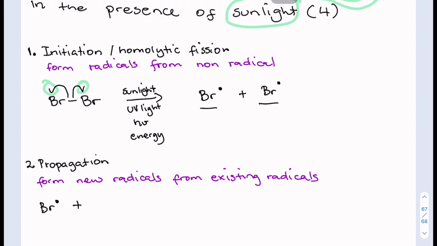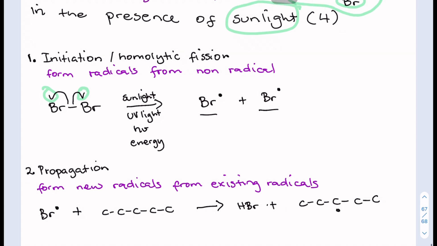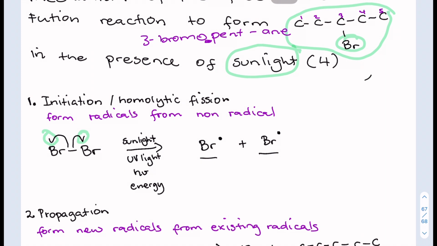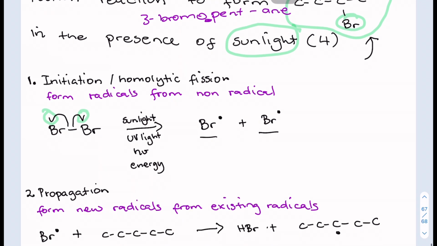And for us to form a new radical from this, we need a non-radical. And in our case, we're going to use pentane. Pentane and Br radical are going to form HBr plus pentane radical. And the unpaired electron should be in the middle. Why is it in the middle? Because our product up here is going to be connected on carbon number 3. So we have to make sure that our unpaired electron is on carbon number 3.